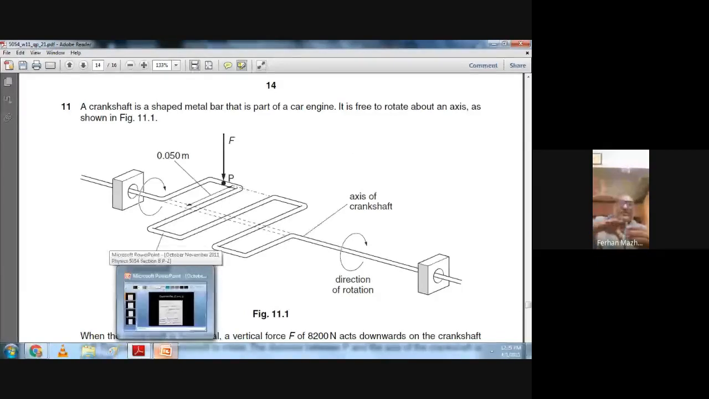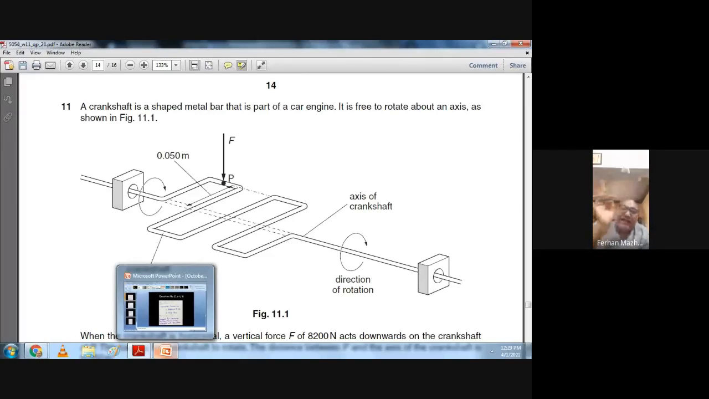Maybe my video shows up on the screen or not, I don't know. For example, when the crankshaft is like this, the force is here. So the perpendicular distance between the pivot, the axis, and the line of action will be maximum. The moment will be maximum when the crankshaft is horizontal. But when it rotates, the direction of the line of action of the force remains the same, so the perpendicular distance between the axis and the line of action of the force will decrease.